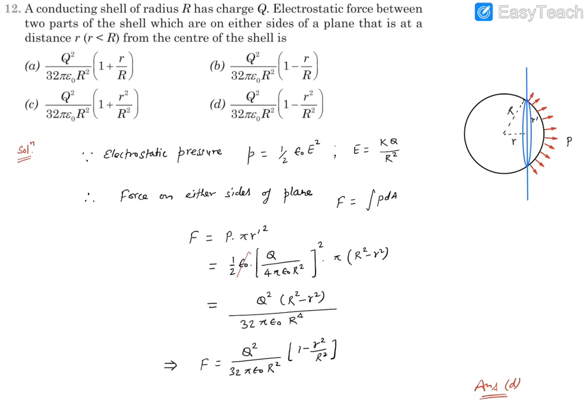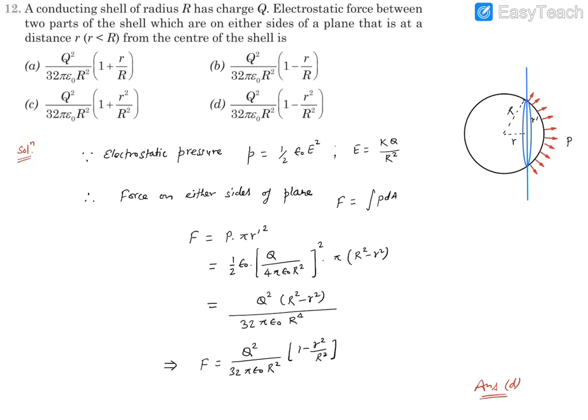And then you'll find one epsilon naught will get cancelled. One pi will get cancelled. One pi will survive because it's a square. So you will have a pi epsilon naught downside, Q square upside. Numbers, it's going to be 4 square, that is 16, into 2, that is 32. Moreover, there's going to be R raised to power 4, and this is going to be R square minus r square. So that's going to be the force.